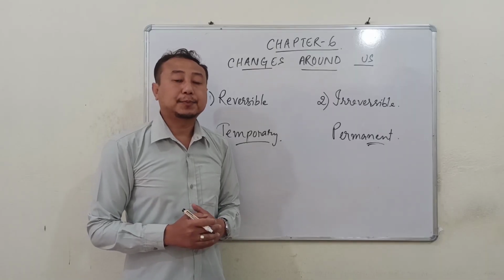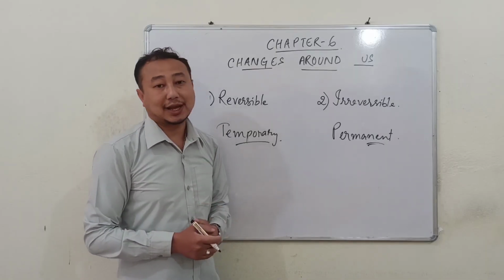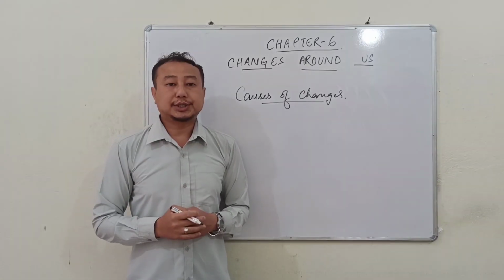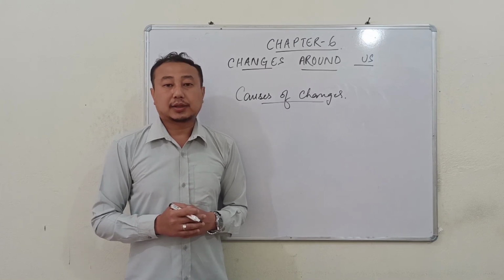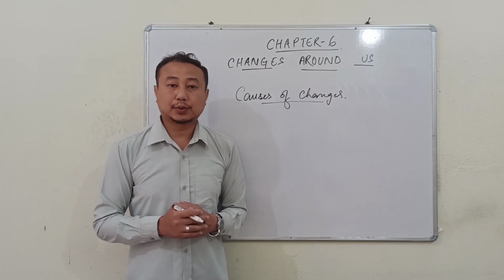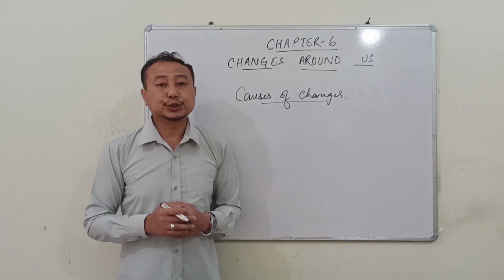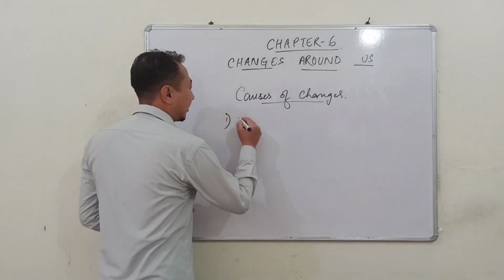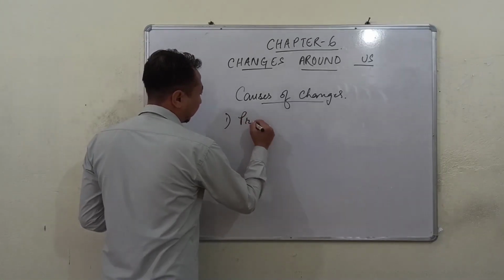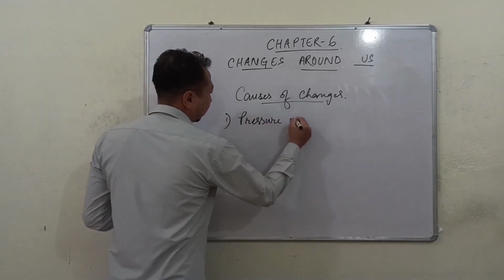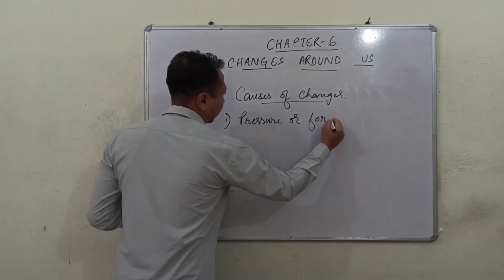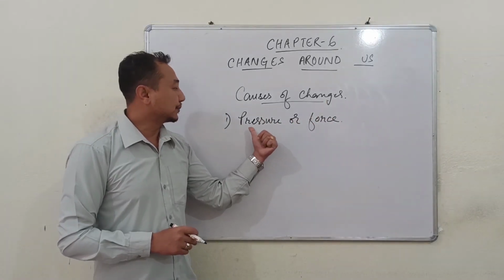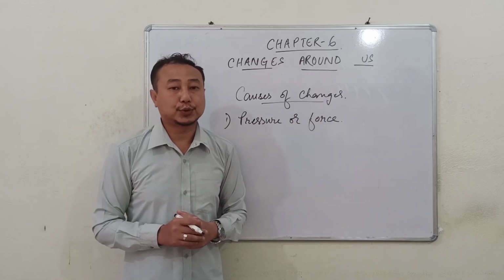Now let us see about the causes of these different types of changes, whether they may be reversible or irreversible. Causes of changes. There are different factors which cause changes in our surroundings. Out of all those, the most important and the most common causes are pressure or force.